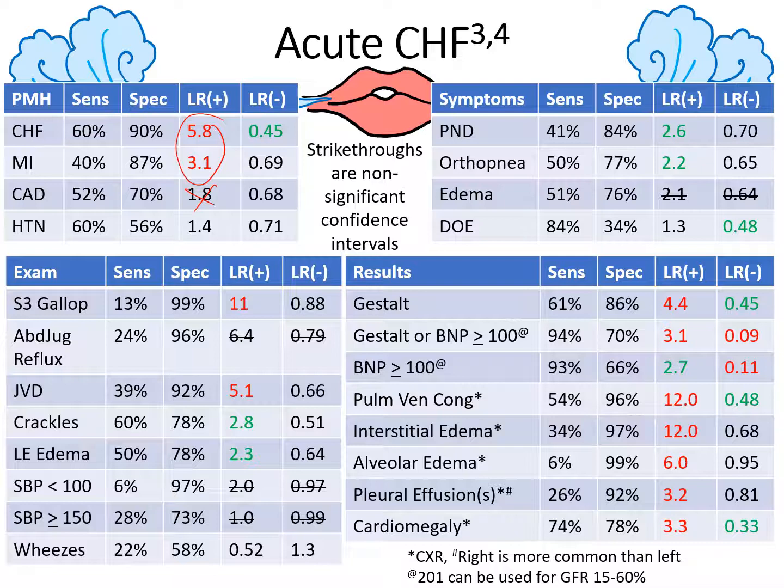Prolonged hypertension can cause CHF, but does not change your suspicion for acute CHF, probably because hypertension is so common. None of these can decrease your suspicion.